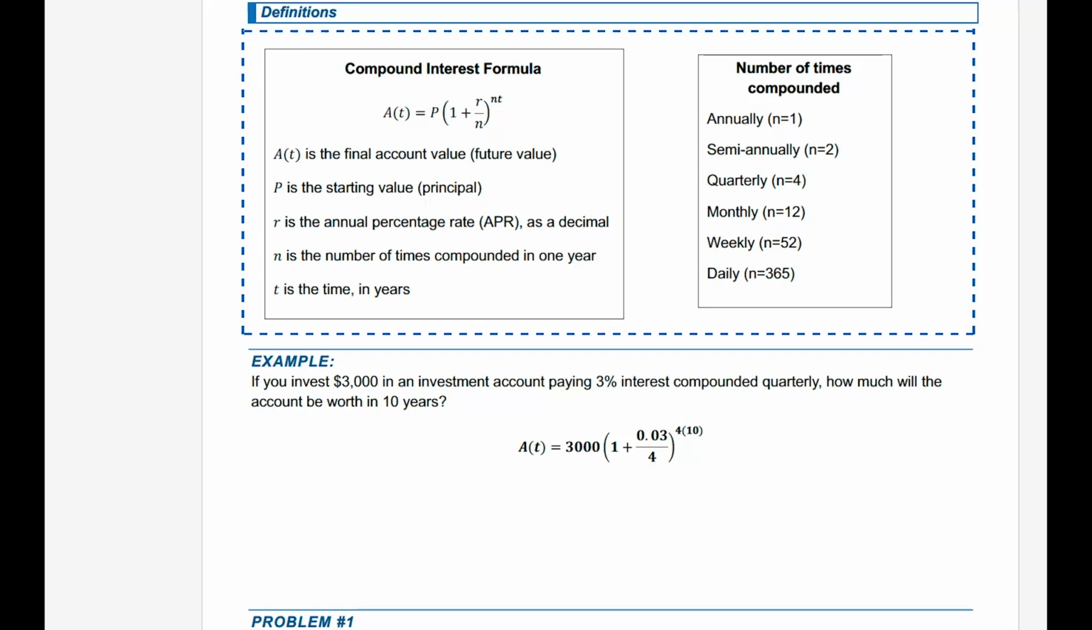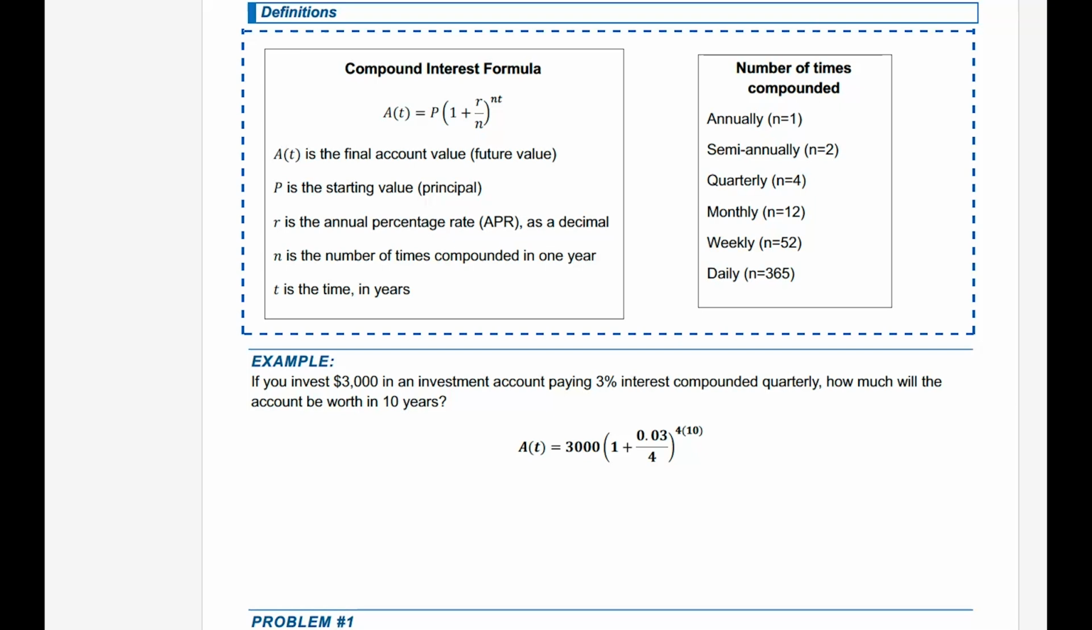If you are putting money into an account and saving it, and you're getting interest on it, then compounding is a really good thing for you. However, if you're paying for something on a credit card, then you're going to end up paying interest on interest. All right, so let's look at some things here. We need to talk about the compound interest formula.